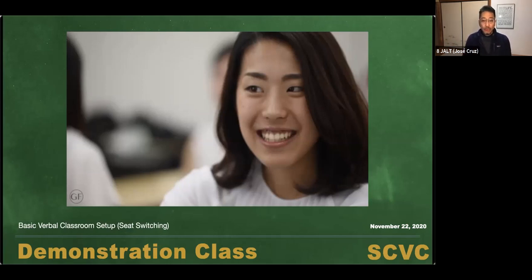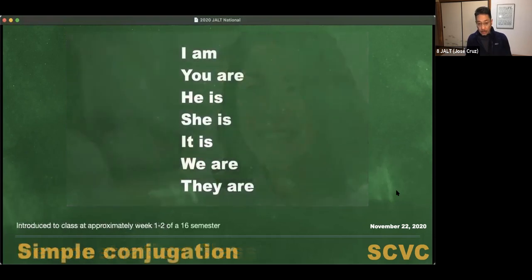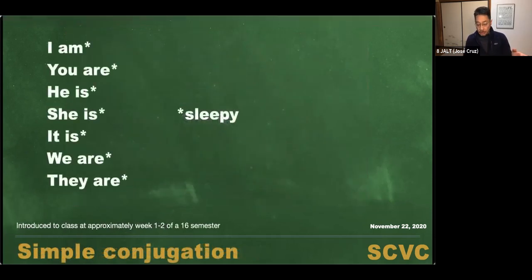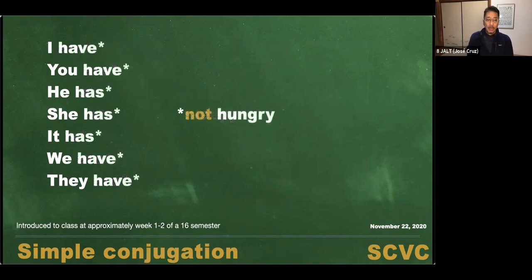I want to show you now basically the same exercises, but now after I go through that, I am, you are, he is, she is, I tag an adjective on there. I am sleepy, you are sleepy, he is sleepy, she is sleepy. Let's make that a little bit more difficult. Let's do a couple of switches. Hey, how about the negative? Oops, sorry, that should be, I am not hungry. Sorry, it says have. I am not hungry. You are not hungry. He is not hungry. Very big mistake. Sorry about that.